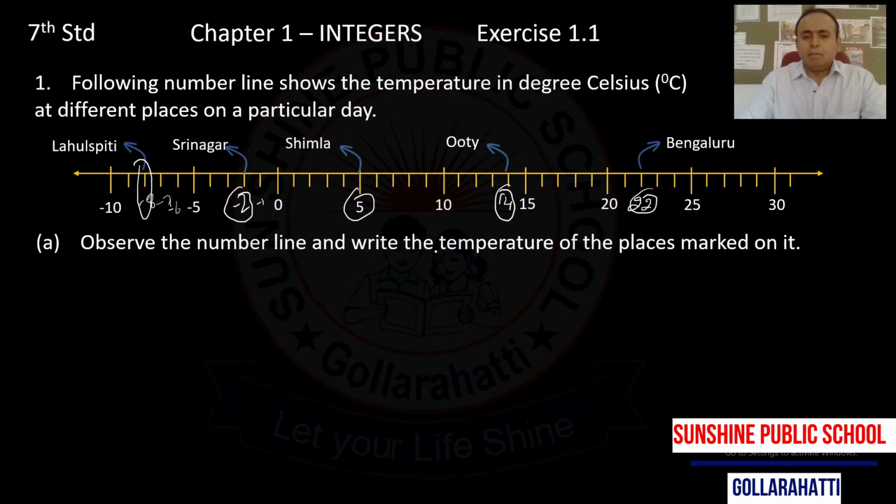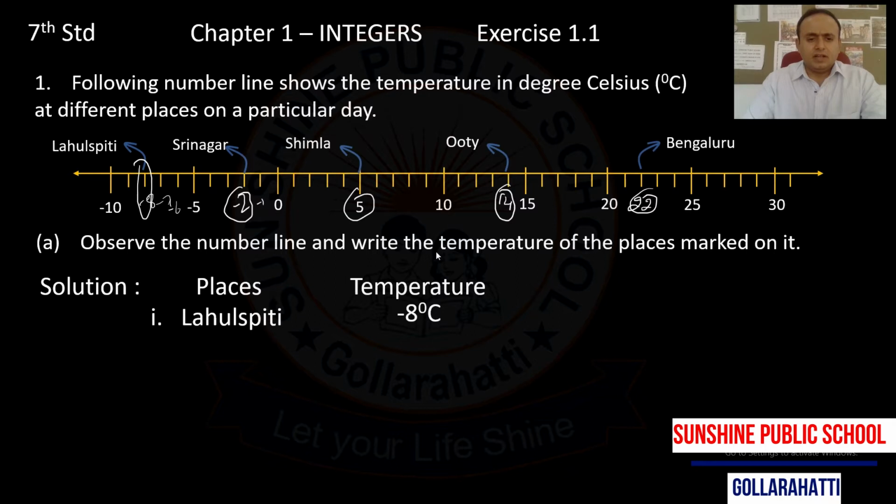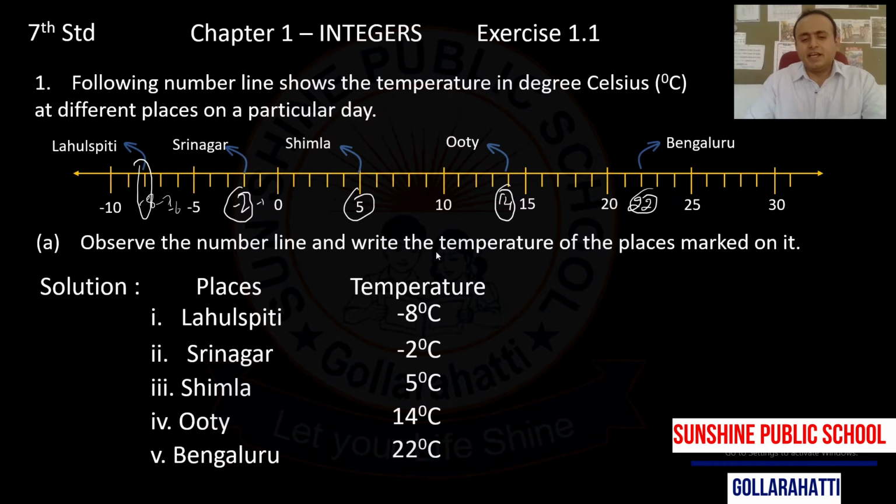Now observe the number line and write the temperature of the places marked on it. You just have to write the place name and temperature. In Lahaul Spiti it is -8 degrees Celsius, in Srinagar -2 degrees, in Shimla 5 degrees, Ooty 14 degrees, and Bangalore 22 degrees Celsius.